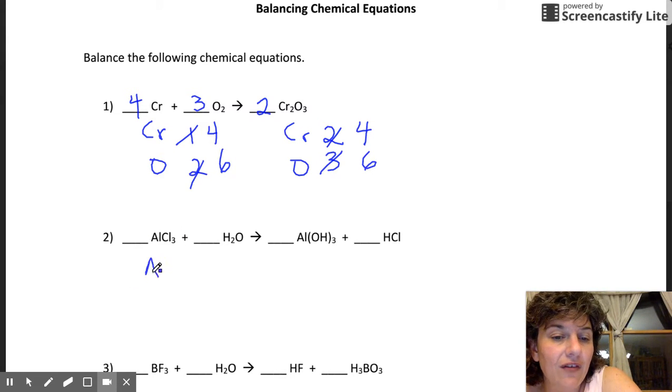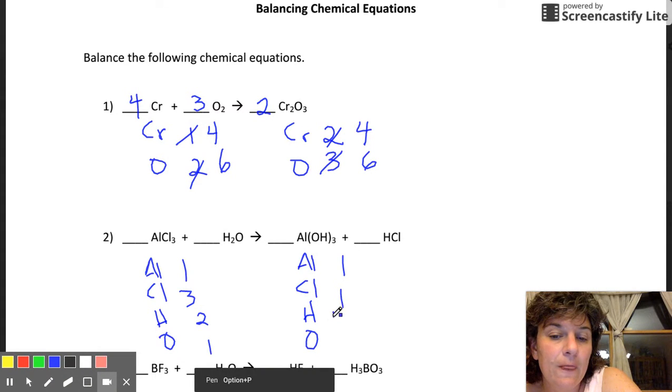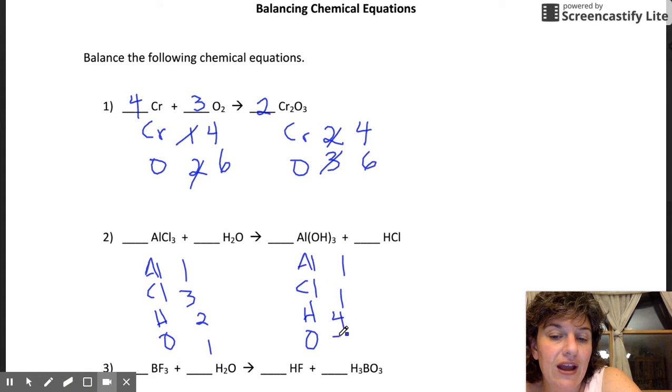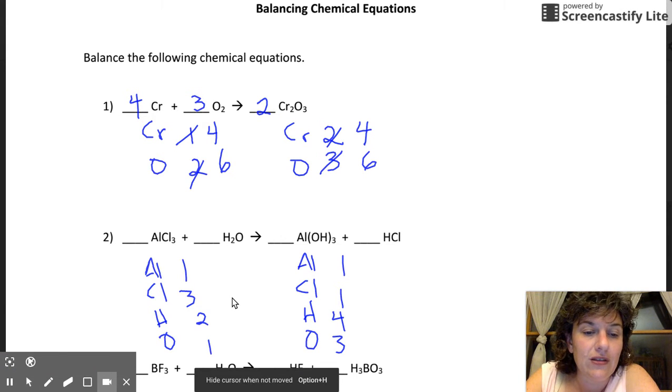So let's go down here. We have aluminum, chlorine, H, and O. So we'll do Al, Cl, H, and O. Over here I have 1, 3, 2, and 1. And 1, 1, 3, and now, oops, not 3. I have 4 because I really have 3 in there and 1 over there. So I can't forget about that guy. That's 4 hydrogens, and I have 3 oxygens. All right, so this is kind of a mess. Let's see if I can move this up a little bit so that we can see it a little better.